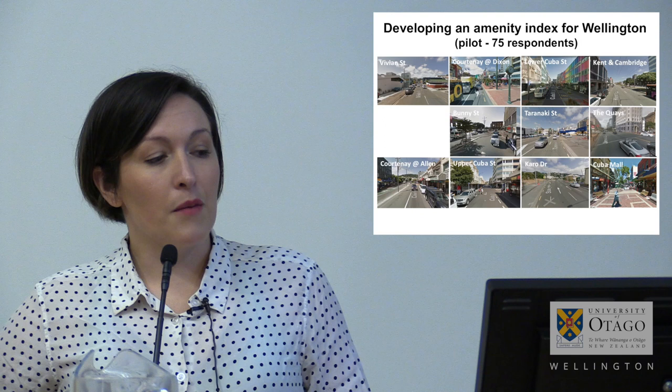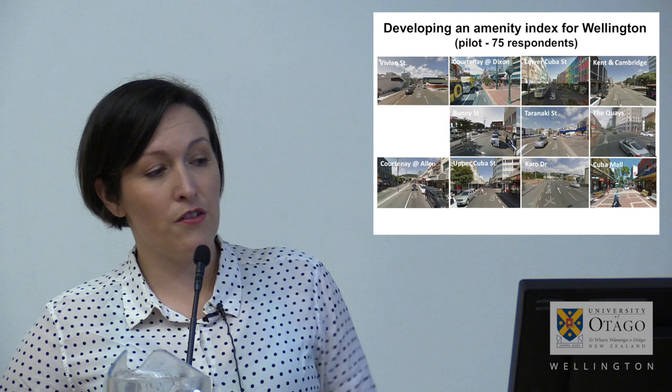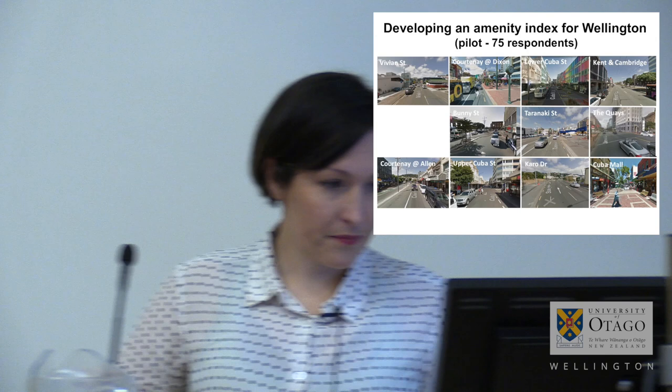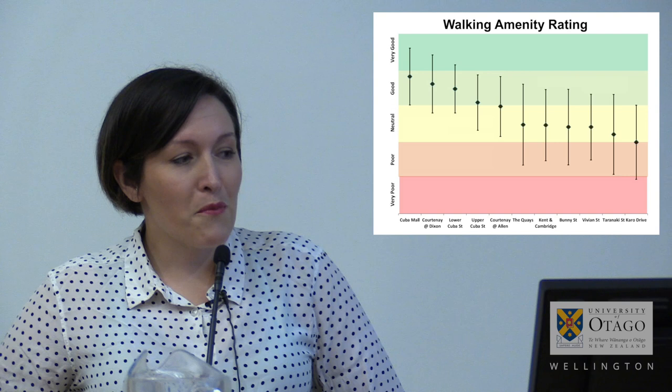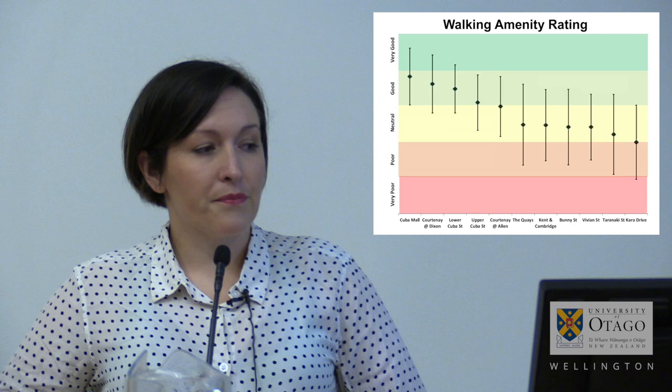It was a much more simple survey where I just took these streets in Wellington and for each one gave the respondent an image from Google Street View, and just said, on a scale of 1 to 5, how would you rate this as a place to walk or a place to stop and have a coffee or chat with friends? So these are the results that we got from that, which show the average response and then the variability of response. And you can see that there is a bit of variability there, but only plus or minus one on the scale.